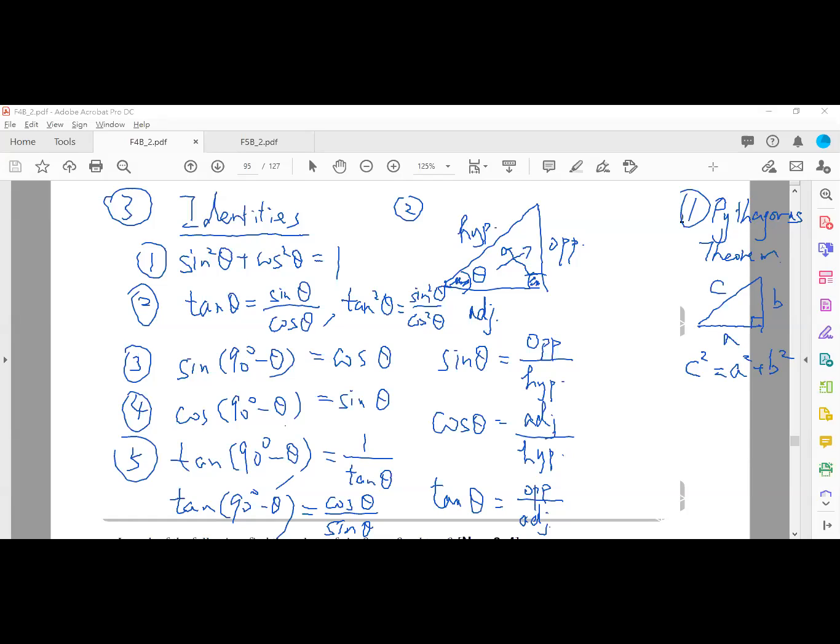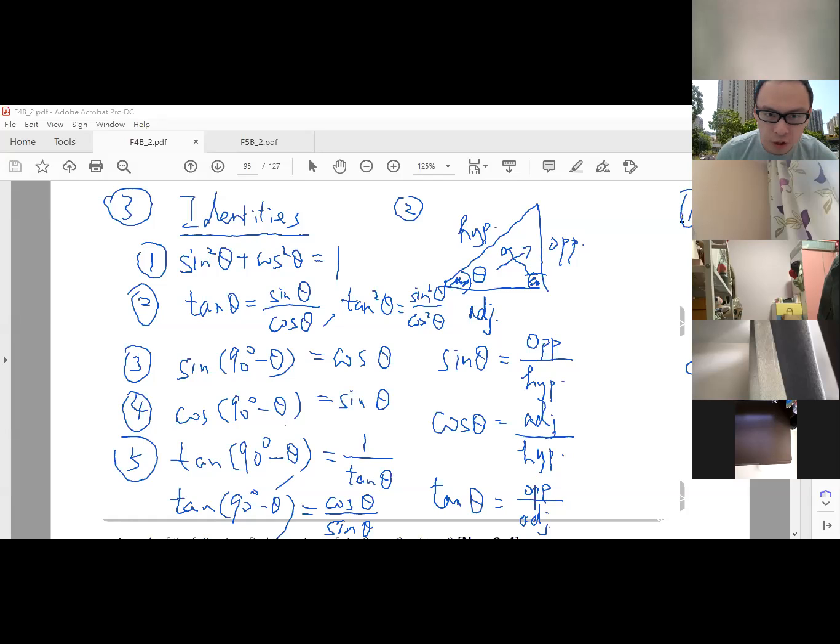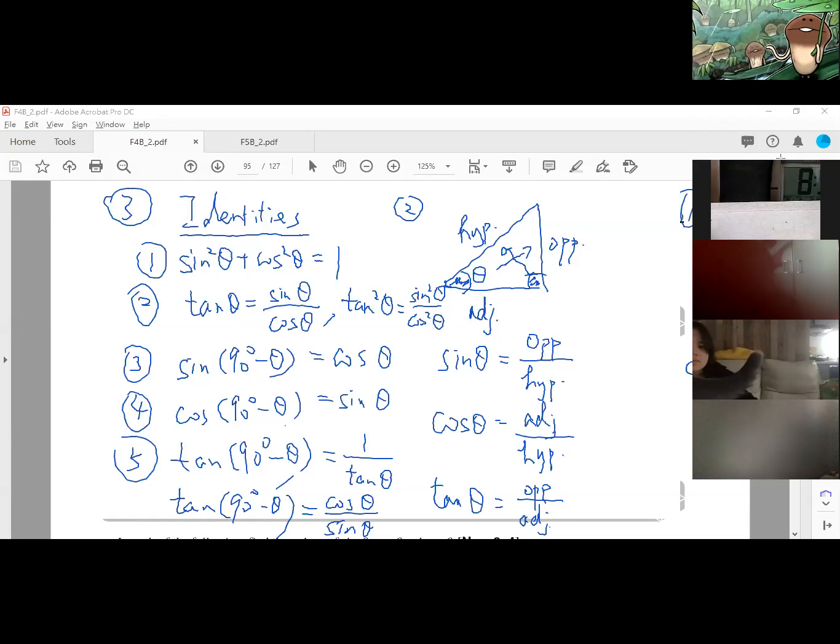Have you copied down? Can I clear the board? Is anyone not ready for me to clear the board? Okay, I'm going to clear the board.